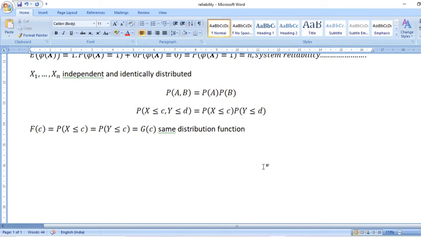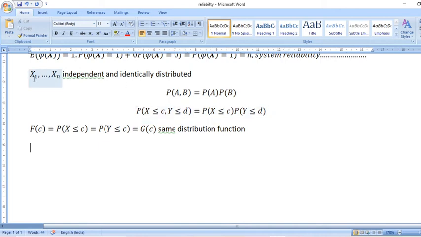Like probability of x greater than c, like probability of a less than x less than b, etc. Using this distribution function we can compute every probabilities. So if the distributions are same, then probabilities will be same. That means identically distributed. That is the meaning of identically distributed.